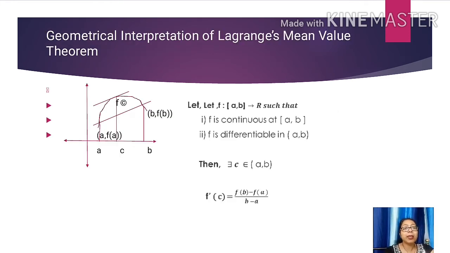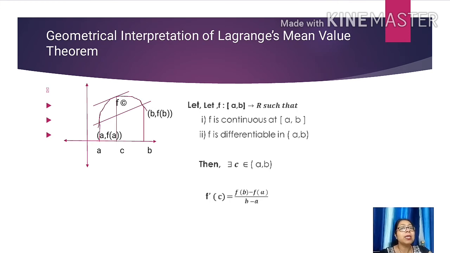Now I will explain it with one graph. So I have drawn one graph. Here at the point A, the end point of the curve, we are getting the point (a, f(a)), and at the other end point we are getting the point (b, f(b)).